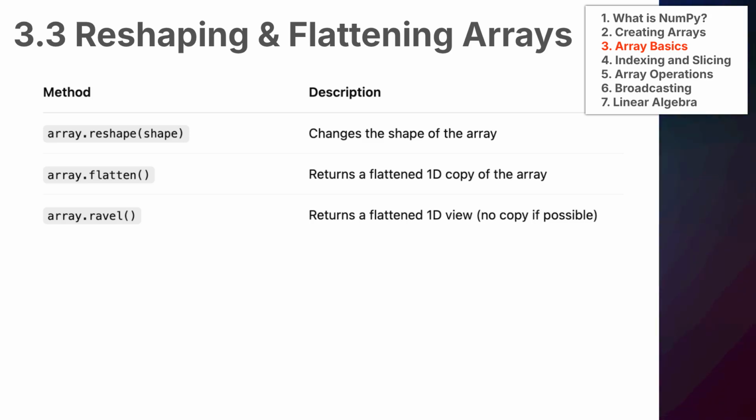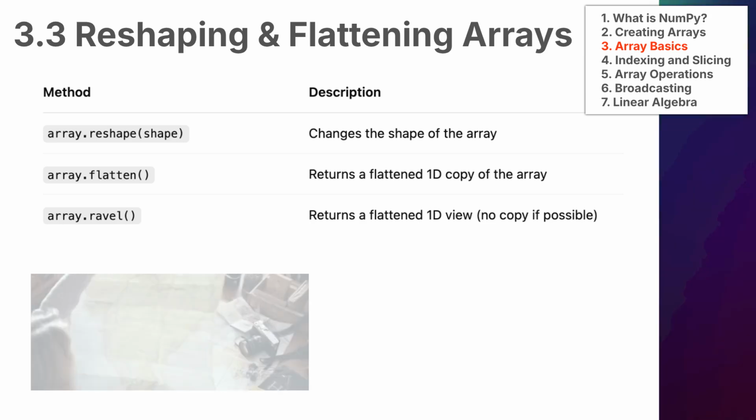Three, reshaping and flattening arrays. Arrays are like building blocks. Sometimes you want to stack them differently. Maybe turn a long row into a table or flatten a matrix into a single line. That's where reshaping and flattening come in. Think of it like folding and unfolding a map.